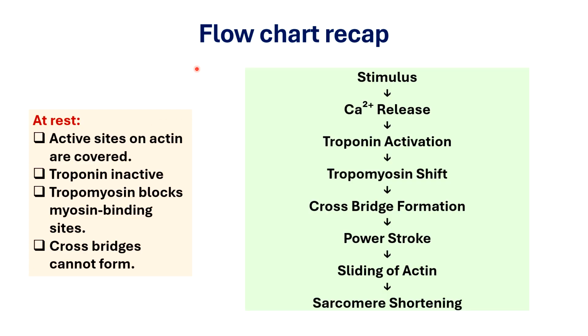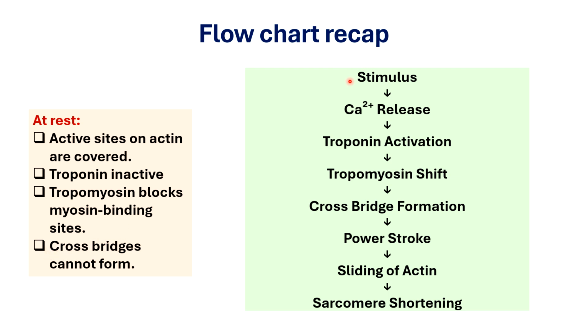Let us now recap everything. At rest condition, the actin molecule, its active sites are masked or covered. Why? Because troponin molecule is inactive. So tropomyosin blocks the myosin binding site. So actin and myosin cannot bind with each other. Cross bridge cannot form.